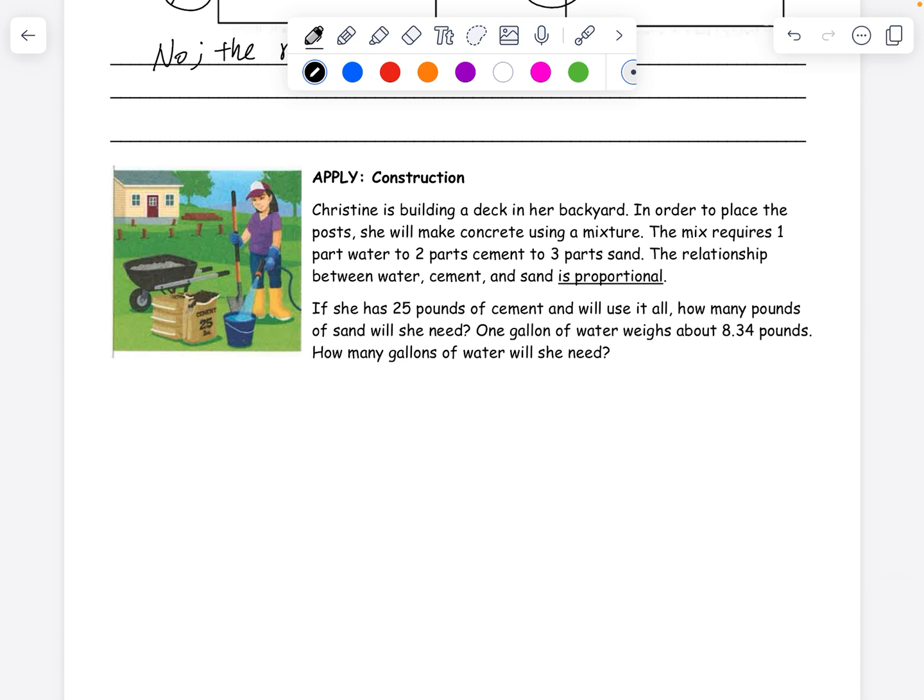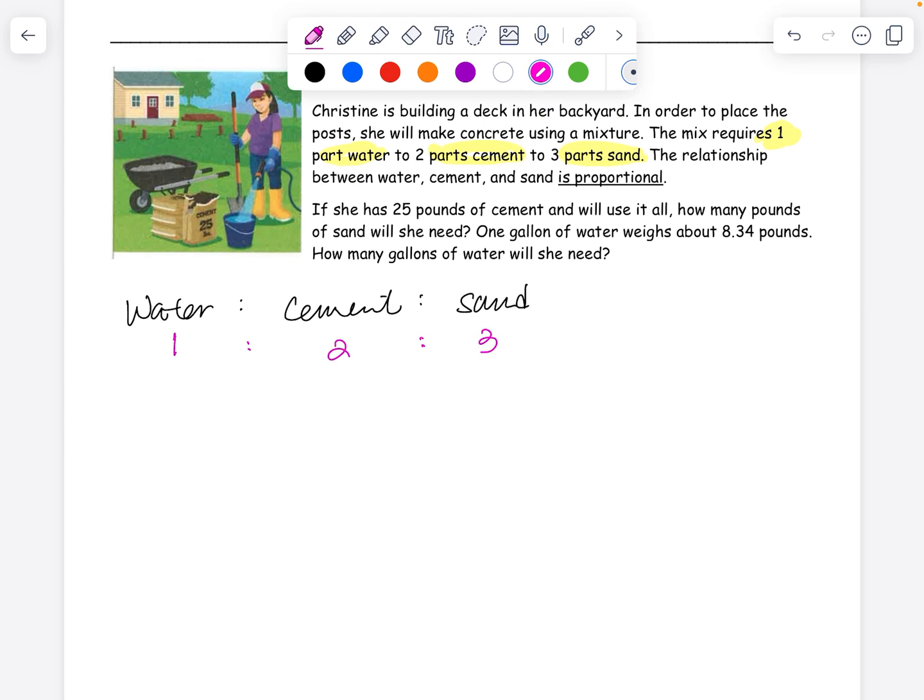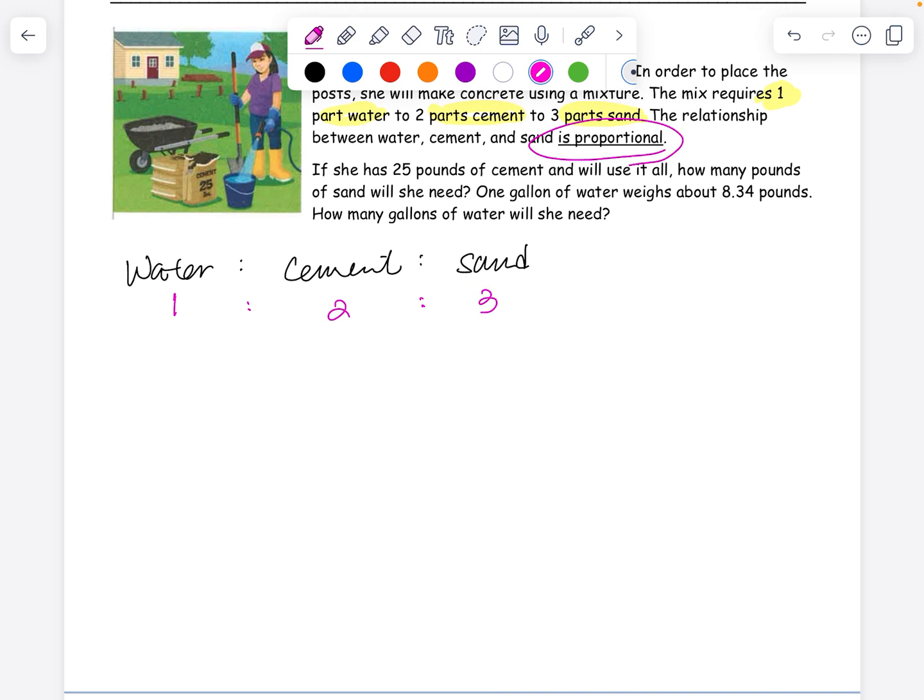Christine is building a deck in her backyard. In order to place the posts, she will make concrete using a mixture. The mixture requires 1 part water, 2 parts cement, and 3 parts sand. So there are 3 ingredients: water, cement, and sand. They want to make sure the relationship is proportional. No matter how much you're making, it has to be a proportional relationship.